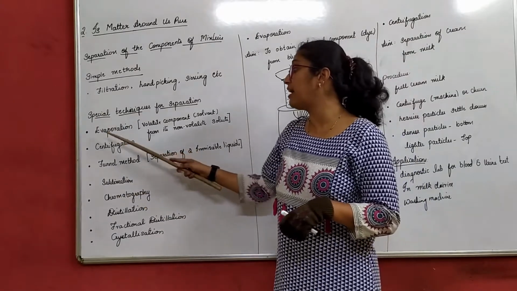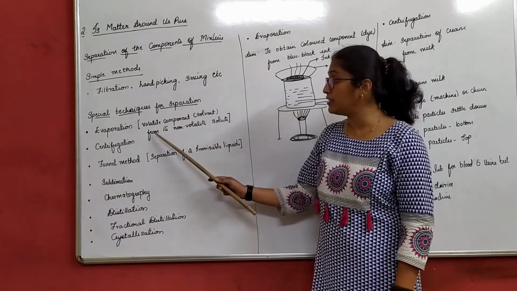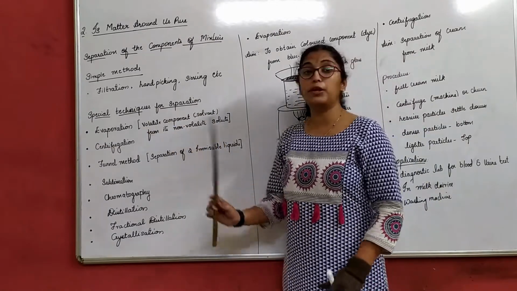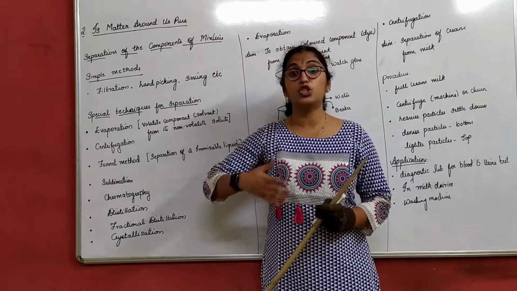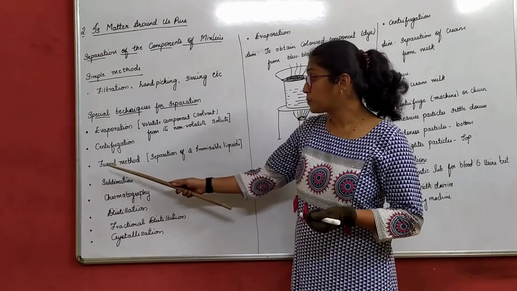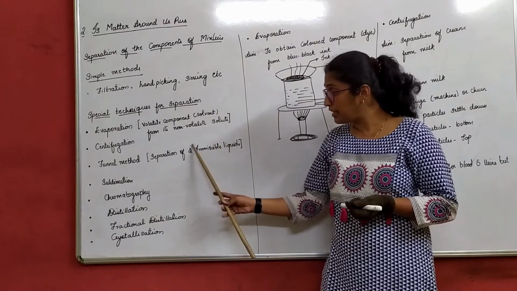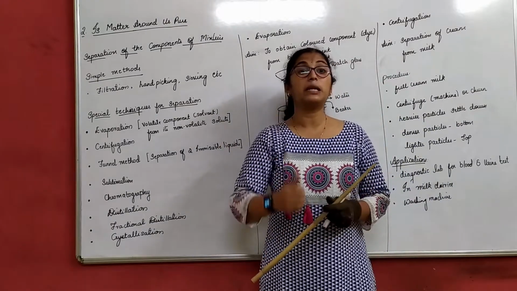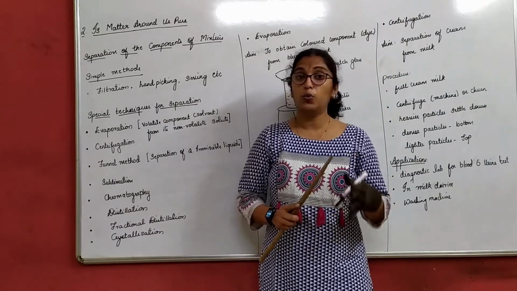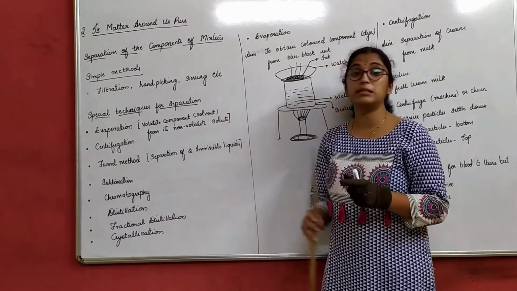I have written here evaporation to separate the volatile component, that is the solvent, from its non-volatile solute. That means the volatile component is something which can get vaporized or evaporated from its non-volatile solute. And here funnel method, separation of two immiscible liquids. The meaning of immiscible is which will not get mixed with each other. Example, oil and water are immiscible liquids. Why? Oil will not mix in water, oil floats on water. So those are immiscible liquids.